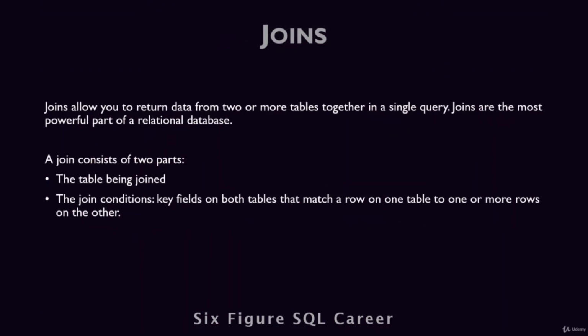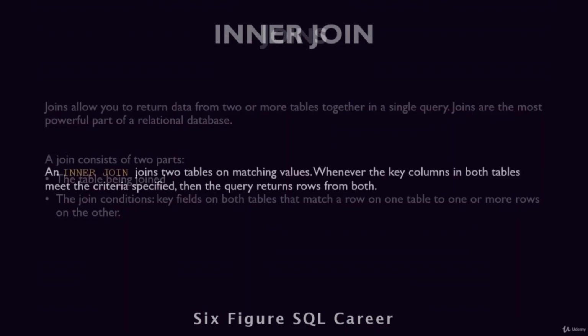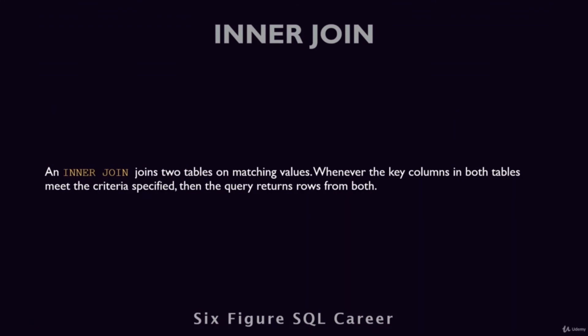Joins allow you to return data from 2 or more tables together in a single query. Joins are the most powerful part of a relational database. A join consists of 2 parts, the table being joined and the join conditions, key fields on both tables that match a row on one table to one or more rows on the other. An inner join joins 2 tables on matching values. Whenever the key columns in both tables meet the criteria specified, then the query returns rows with columns from both.